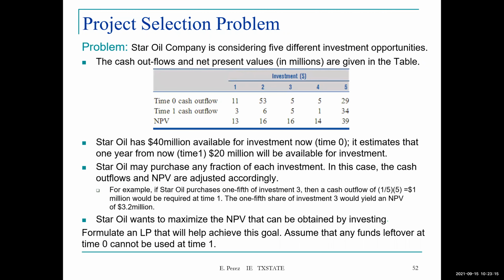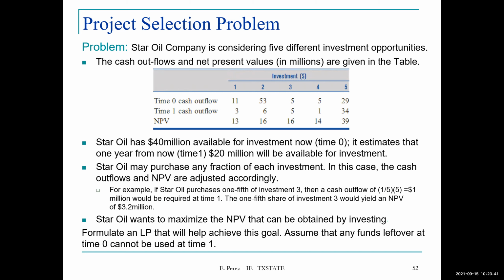Project selection, another one that is very relevant to what we do as industrial engineers. So in this one, we are looking at investments. Star Oil Company is considering 5 different investment opportunities, and the cash outflows and net present value in millions are given in the table. So we have time 0, the cash outflow, time 1, the cash outflow, and the net present value for each one of these 5 investments.